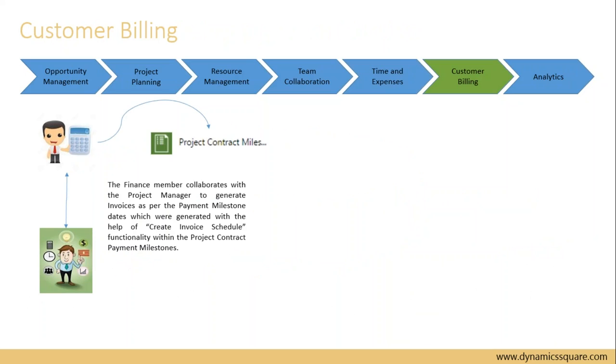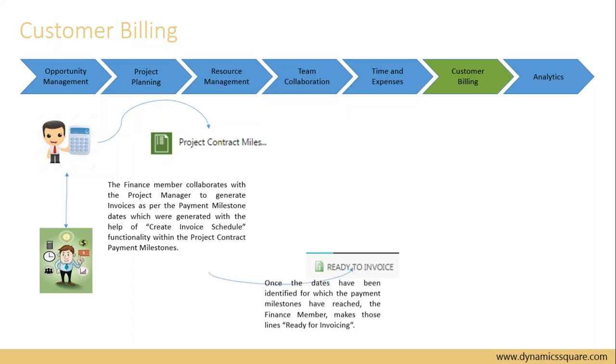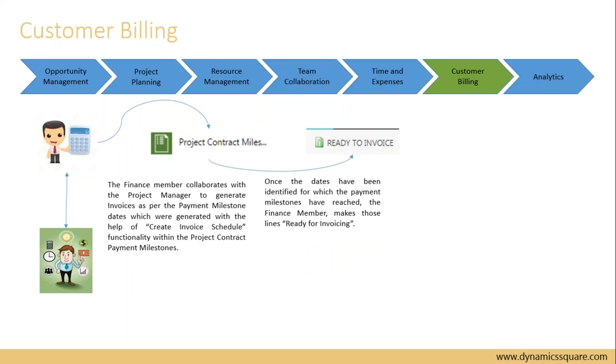Moving on to customer billing. The finance team member then checks within the project to see the billing milestones of the project. He identifies any important details that need to be captured along with the project manager's help and uses the functionality called Create Invoice Schedule within the project contract payment milestones. This helps the finance team member as well as the project manager to generate the invoices for the project as per the project milestones. The approvals completed by the project manager ensure that the invoicing is accurate and does not need any unnecessary queries being raised by the client.